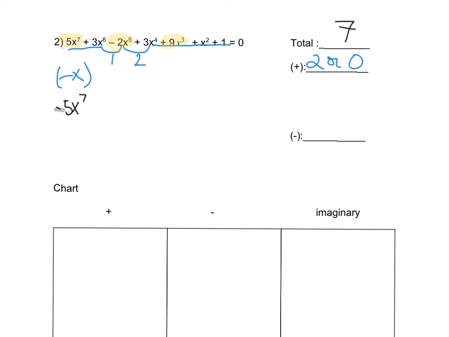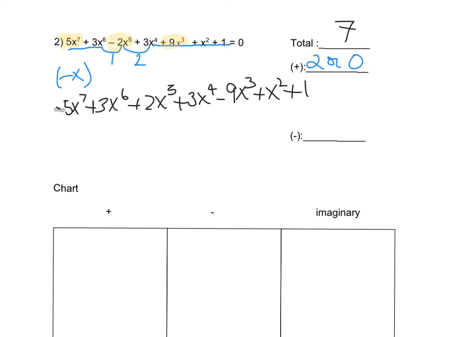5x to the 7th, and then I'm going to keep that plus 3x to the 6th. Change that now to positive 2x to the 5th. Keep that positive 3x to the 4th. Make that the other sign, so 9x cubed, then plus x squared plus 1.